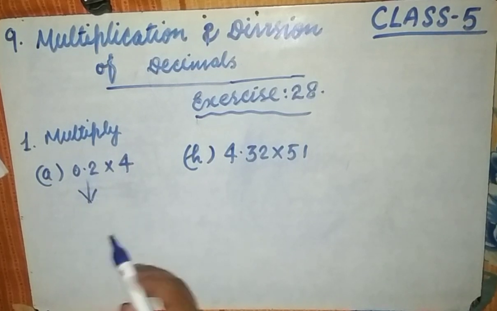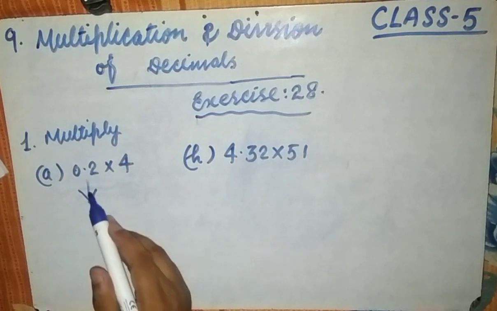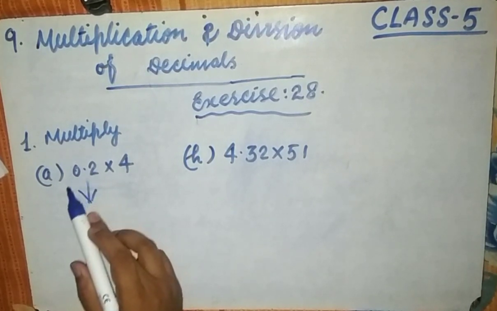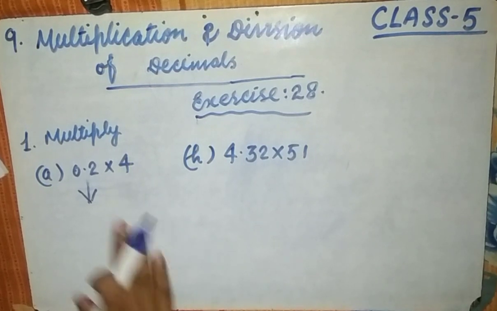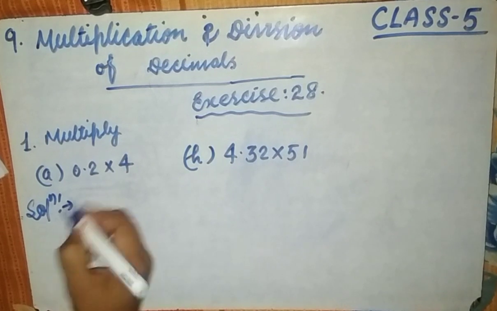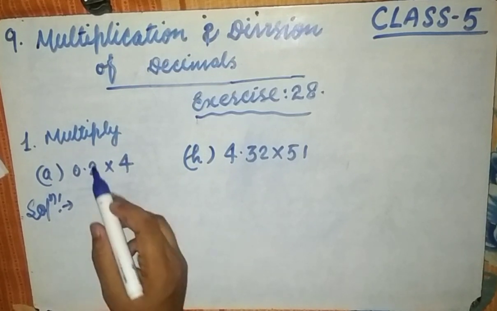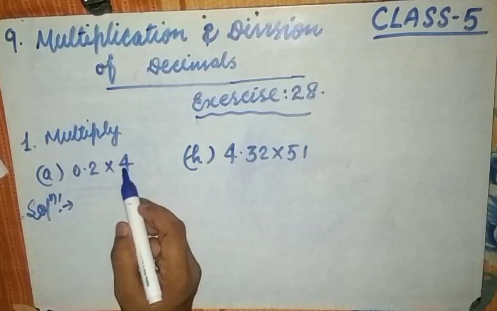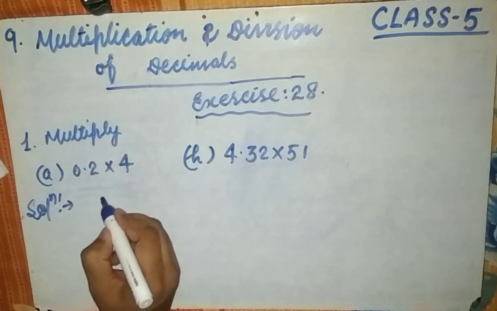Here 0.2, this is the decimal fraction. Now we are going to multiply this decimal fraction with this whole number. So have a look, friends. Without caring about the decimal, first we have to multiply their numerical values. Here the numerical value is 2 and this is 4. Now multiply 4 by 2. 4 twos are 8. Write down 8.